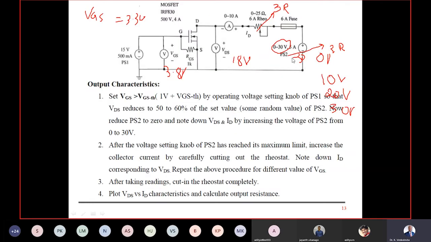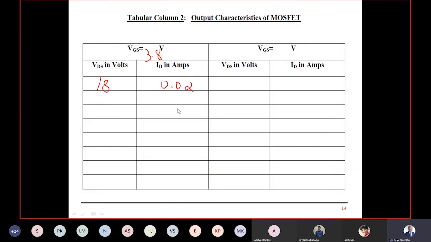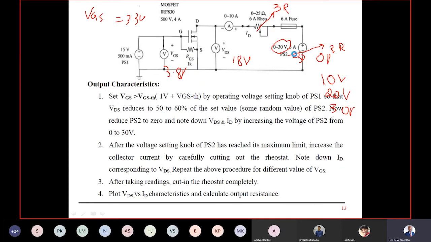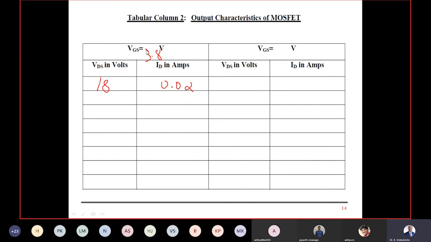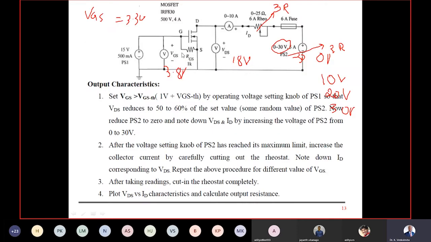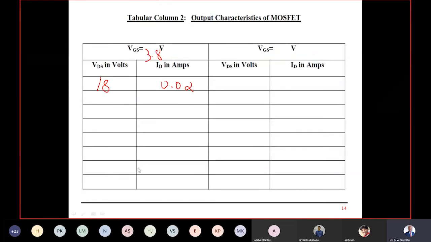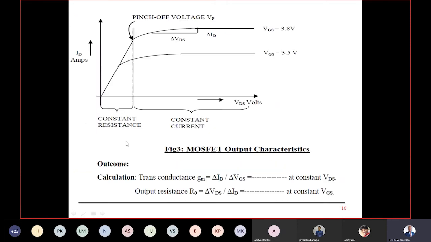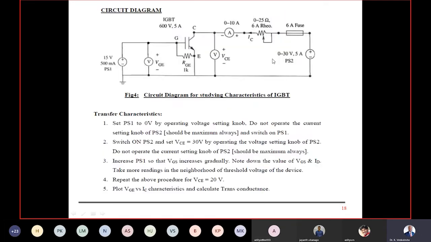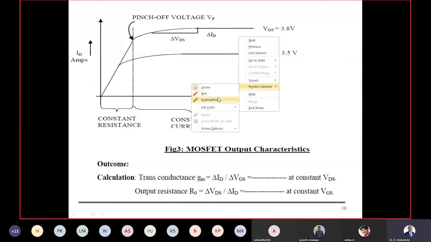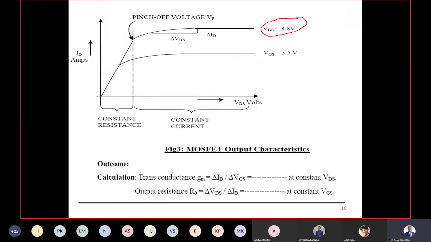Then set PS2 to 20 volt. Note down VDS, ID. Set PS2 to 30 volt. Note down VDS, ID. My VGS is constant. I am not going to touch the left hand side. It's fixed always. Then cut out rheostat gradually up to 50%. Take another 3 readings. So plot it. When you plot it, you will get a curve like this, one of the curves. So you can see that VGS is 3.8 volt for this particular value. For this particular constant value of VGS, I have taken various values of VDS versus various values of ID.